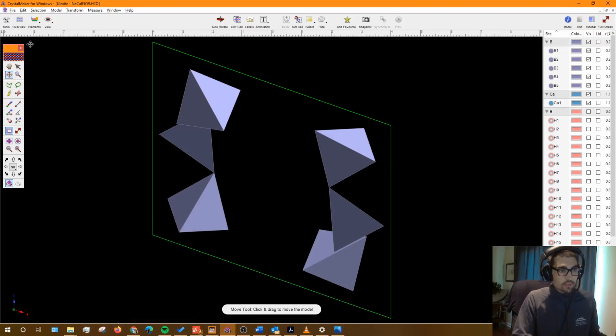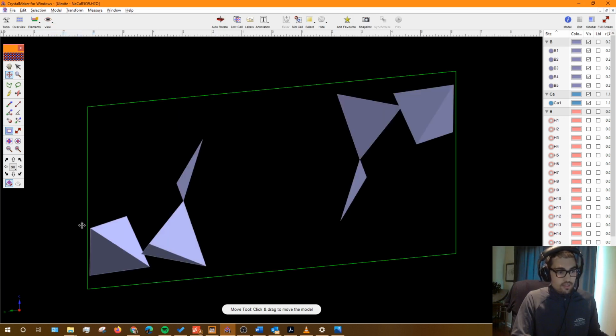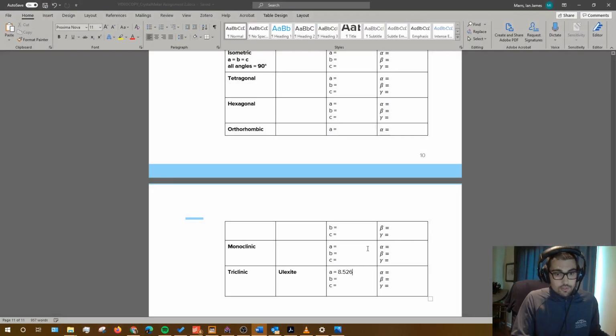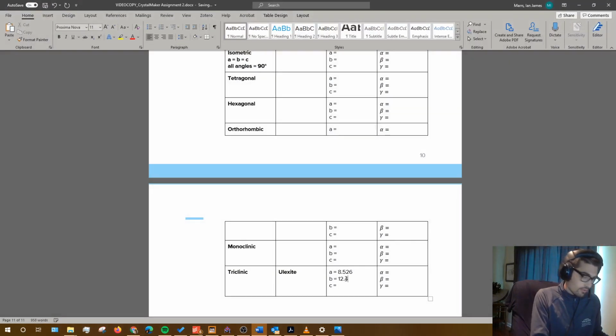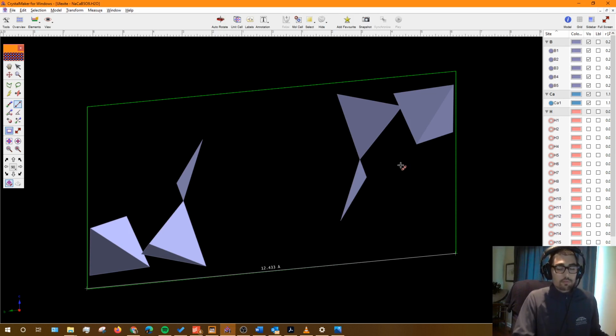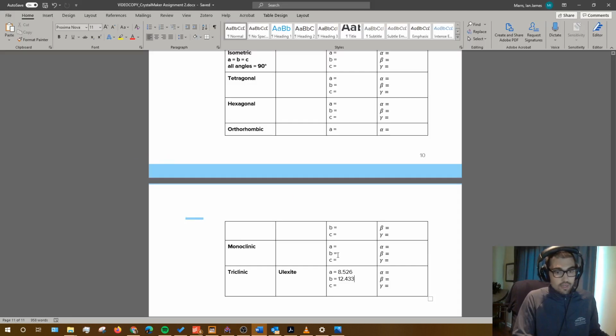Now we need to measure the B axis. But right now I'm looking down the B axis, so I can't see it. If I go back to looking down the A axis, now I can see the B. It's running side to side here. So I go back to my distance measuring tool, click the corner, draw my distance, and then click again. I can see it has a distance of 12.433 angstroms. 12.433, is that right? It is. 12.433 angstroms.